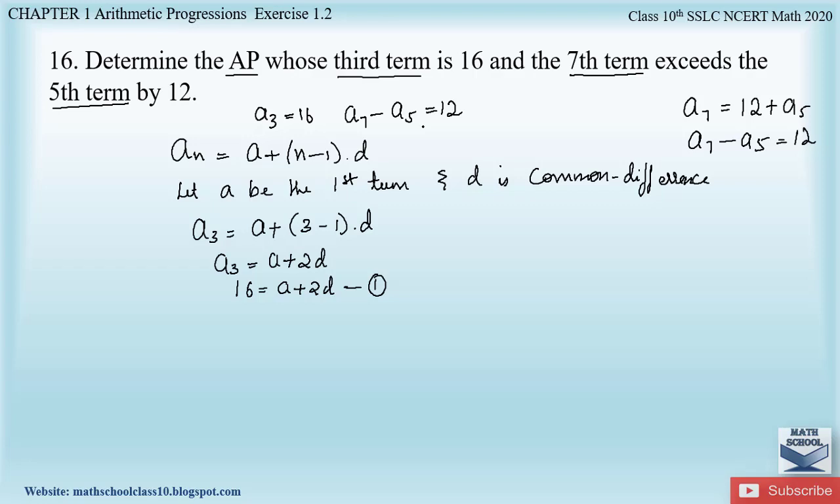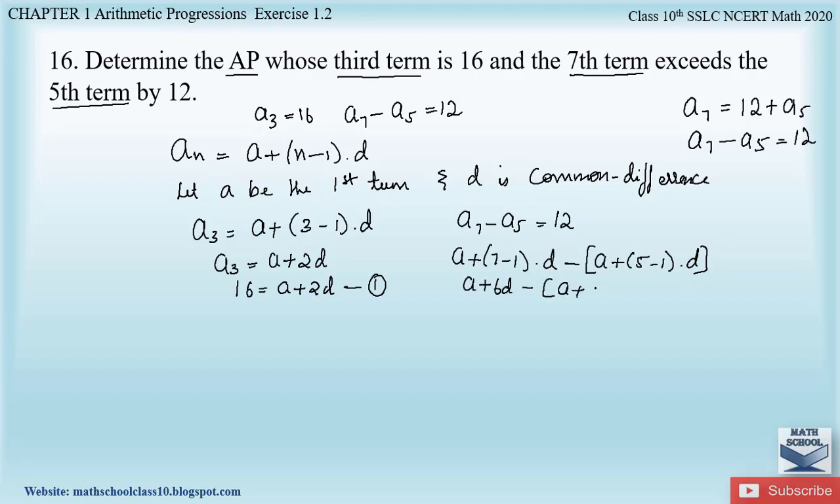Now coming to this part, A7 minus A5, let us write down that A7 minus A5 is equal to 12. This is also given, so let us substitute the n values 7 and 5 in the nth term formula. Writing n is equal to 7, we get a plus 7 minus 1 into d, minus of A5. What is A5? Again n is equal to 5, substituting in the nth term formula, we get a plus 5 minus 1 into d. So we get a plus 6d minus of a plus 4d is equal to 12.